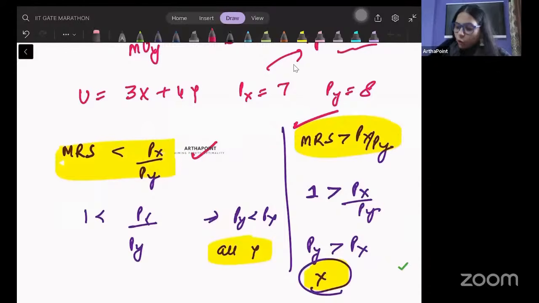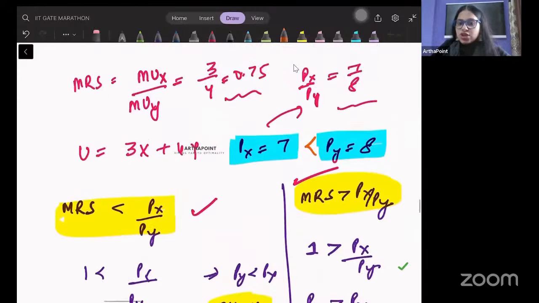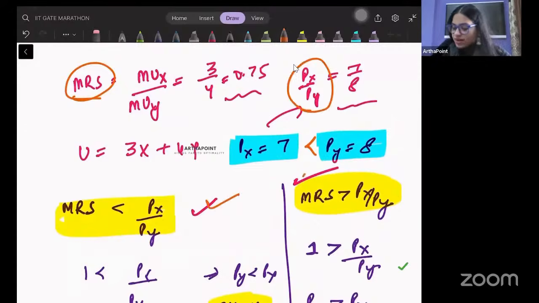So all I mean is, don't compare directly. Don't say from here that PX is cheaper than PY, so I will consume X. No. The condition has to be checked with MRS and the price ratio. And whichever condition is matching, accordingly you will say all of X or all of Y. That is it.